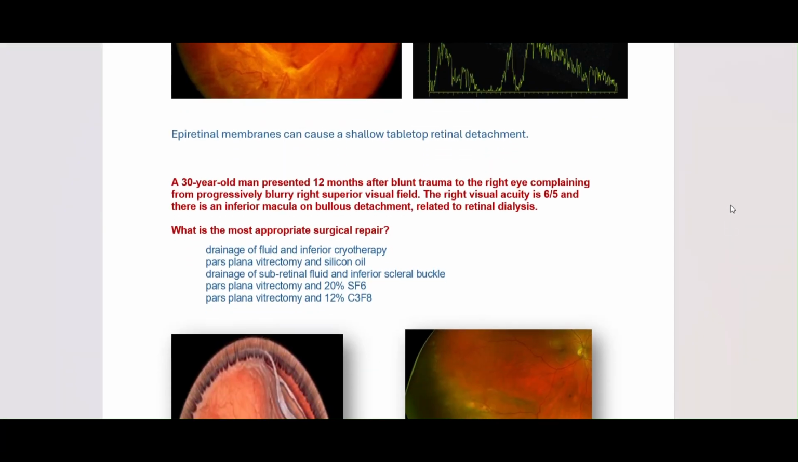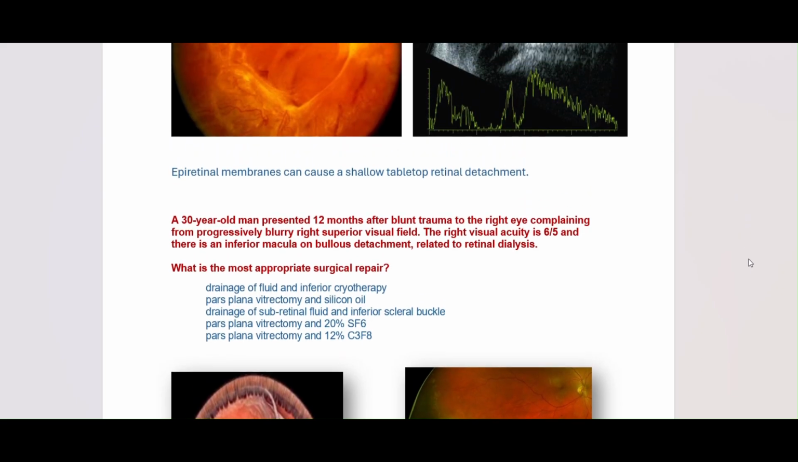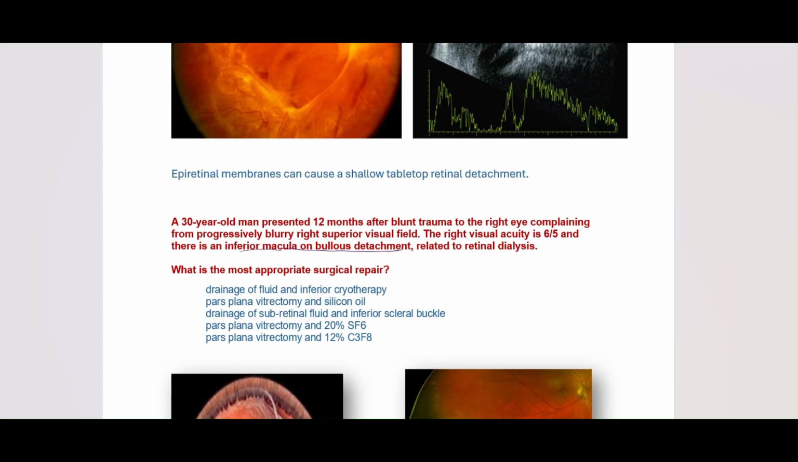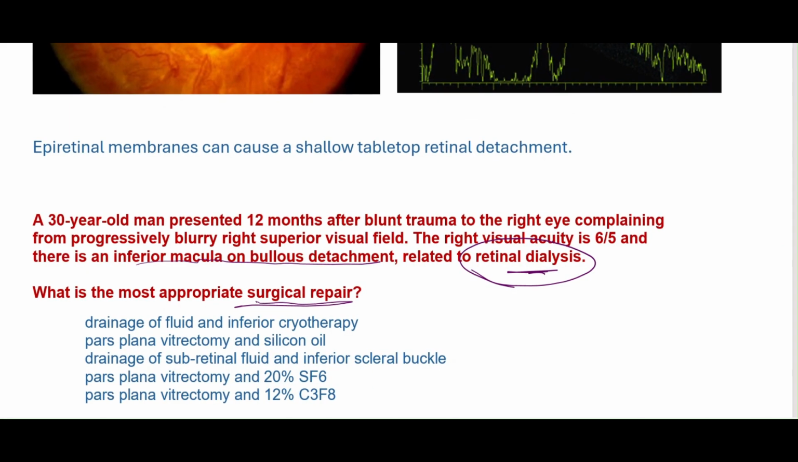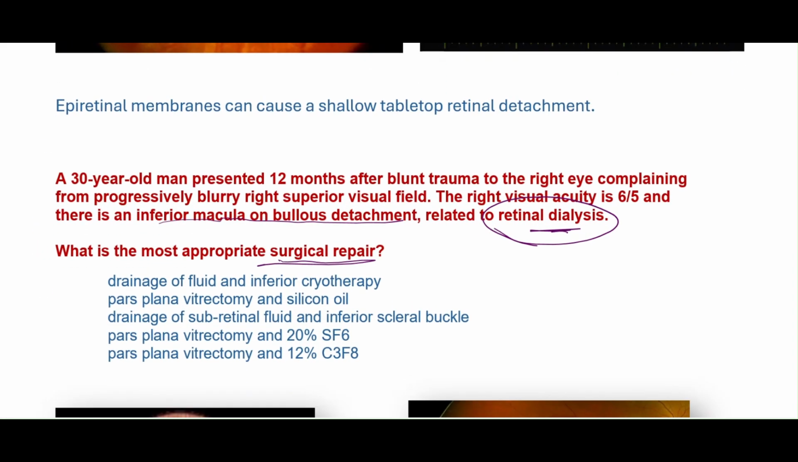A 30-year-old man presented 12 months after blunt trauma to the right eye, complaining of a progressively blurry right superior visual field. The right visual acuity is 6/6 and there is an inferior macula-on bullous detachment related to retinal dialysis. So the question is on retinal dialysis. It's a very direct question, and it is asking what is the most appropriate surgical repair. In simple words, it is asking about the surgical repair of retinal dialysis.